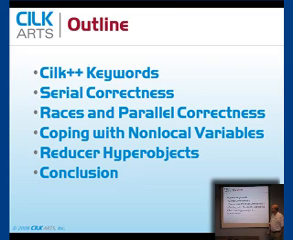So the outline for our talk today is going to be to take a look at the Cilk++ keywords, to look more closely at what we mean by serial correctness, to understand what races are and how you verify parallel correctness, how to cope with non-local variables, and then what reducer hyperobjects are and how you use them, and then we'll wrap up.